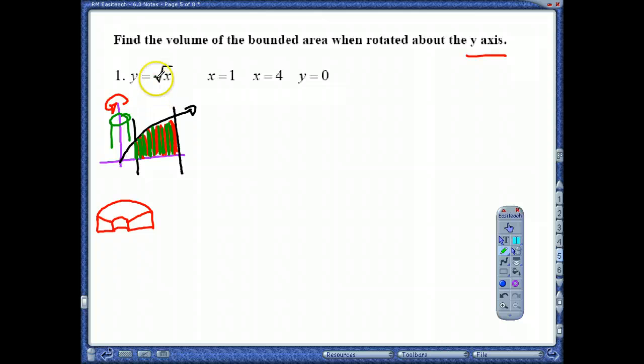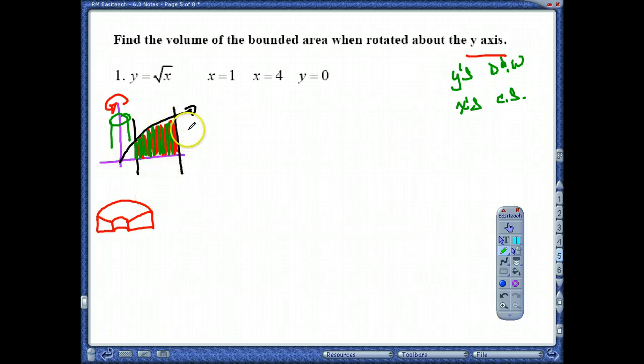Looking at this setup, it would not be difficult for me to go ahead and do this with respect to y and use discs and washers. In fact, what I usually do is make a little note to myself. I'm going to use y's if I want to do discs and washers. I'm going to use x's if I want to use cylindrical shells. And I just look at the area to see if I would need to change.